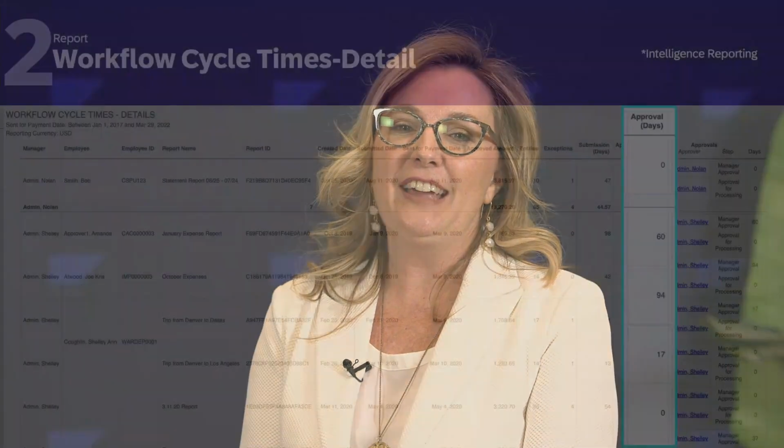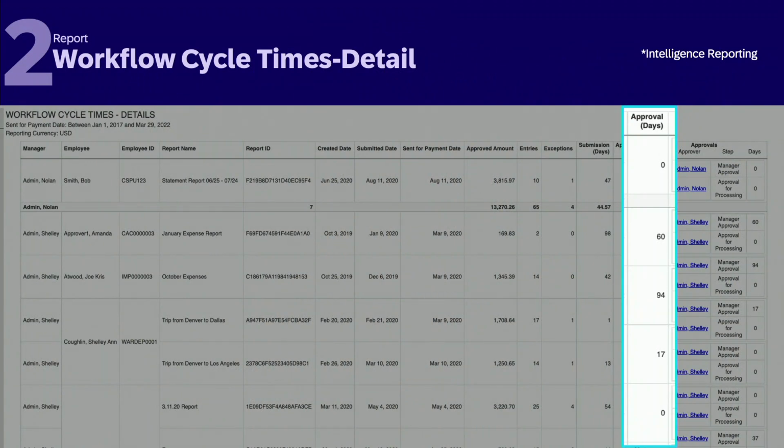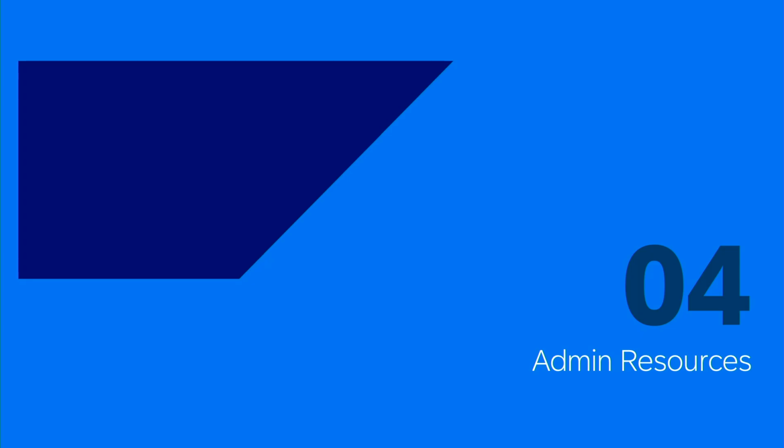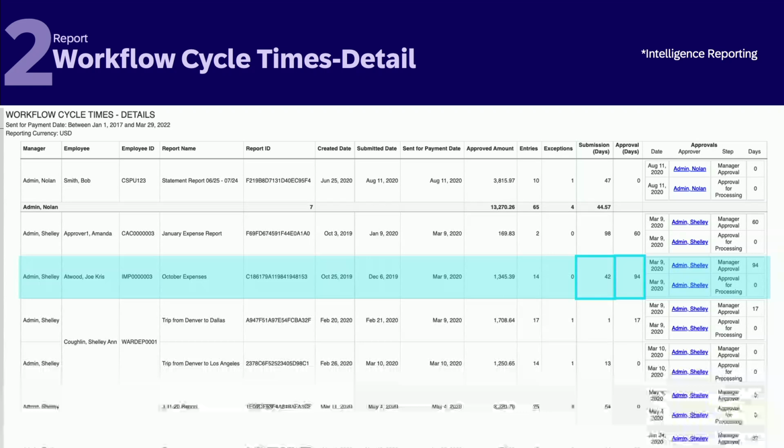The next area to look at is the approval days, which is basically the number of days it took for the report to be fully approved. With a high number of approval days, it could mean managers are struggling with the overall approval process. As we can see here, Joe's expense report took him 42 days to submit, and for the approver, it took 94 days. This begins to show where there may be bottlenecks in your workflow and how you can fix them.